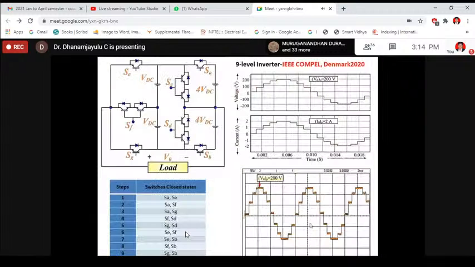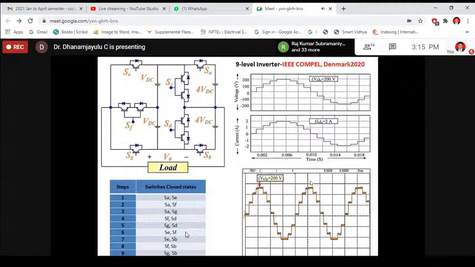And this is another kind of topology. By employing 3 DC sources, 4 unidirectional switches and 3 bidirectional switches, we are able to generate 9 levels. And this is another structure, by proposing this we are able to operate in asymmetrical mode. And this is a simulated result. This is the experimental result.